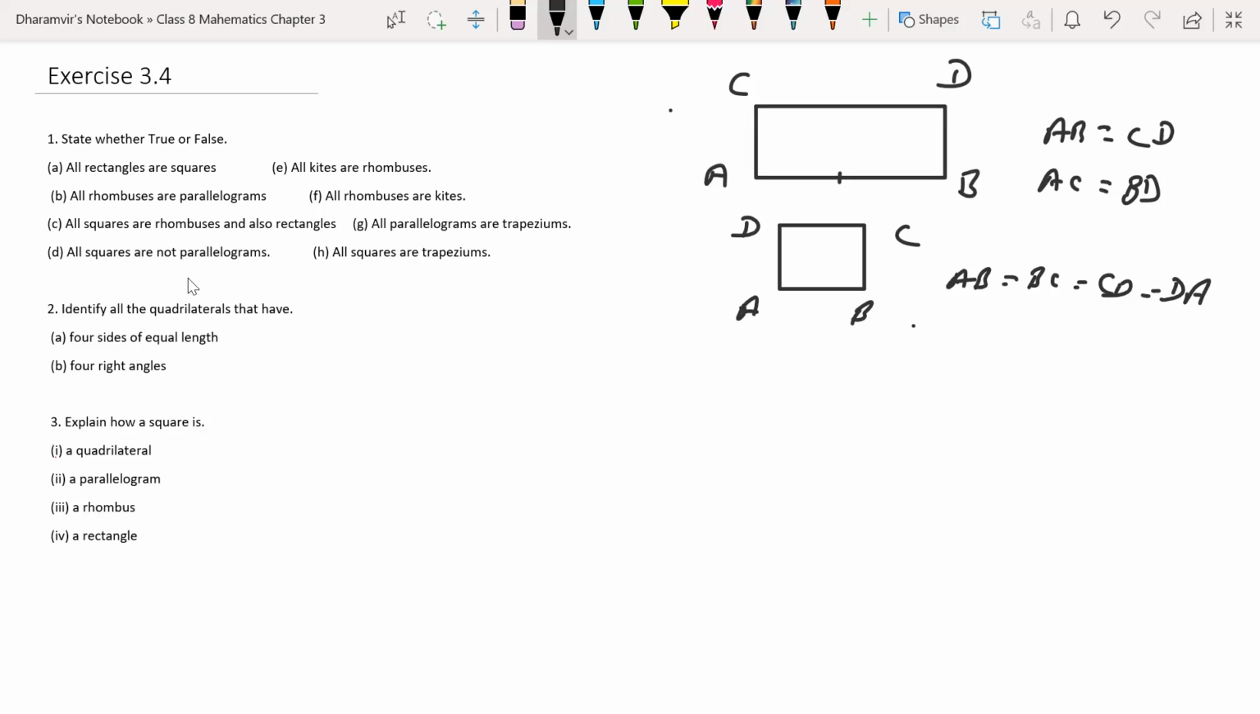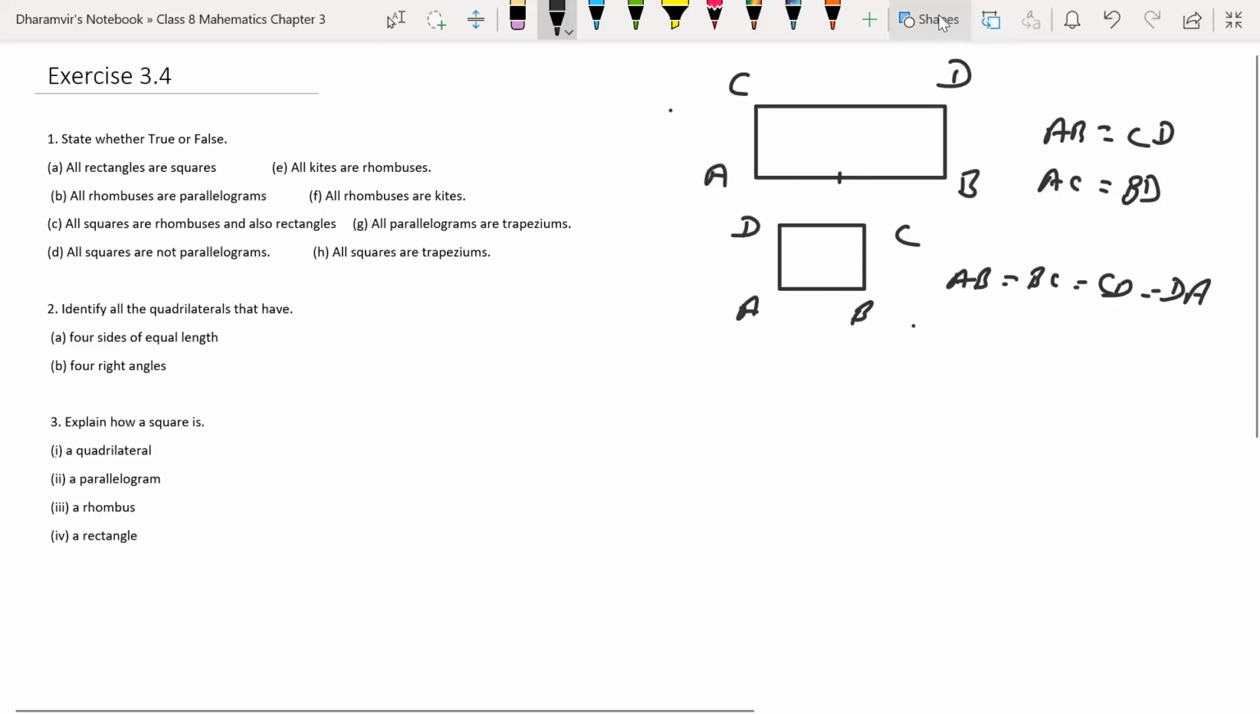Now B part states that all rhombuses are parallelograms. So what is a rhombus? A rhombus is a parallelogram where all sides are equal. Since both rhombus and parallelogram have their opposite sides equal and parallel, by this property we can state that all rhombuses are parallelograms.